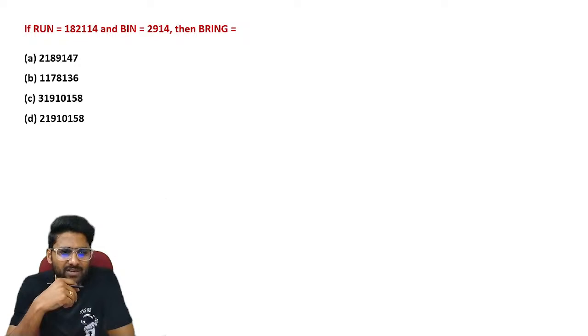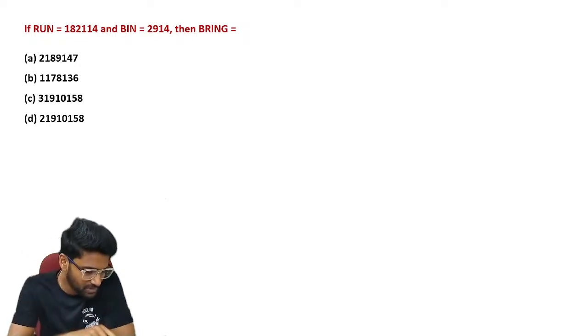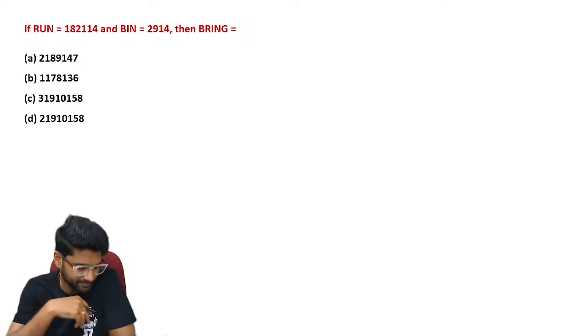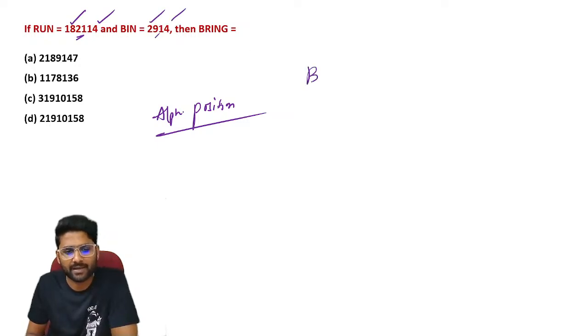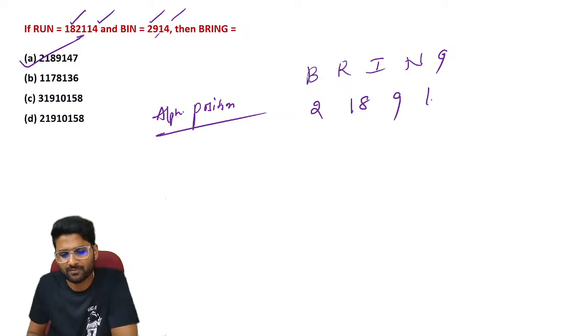Now see, if the code is given, what about the next word? What is the logic, guys? Now see, it's all about alphabetical position. C is 3, R is 18, U is 21, N is 14. B is 2, I is 9, N is 14. Drink. Let's consider alphabetical positions 2, 18, 9. So we have that as option 1, 4, 7.